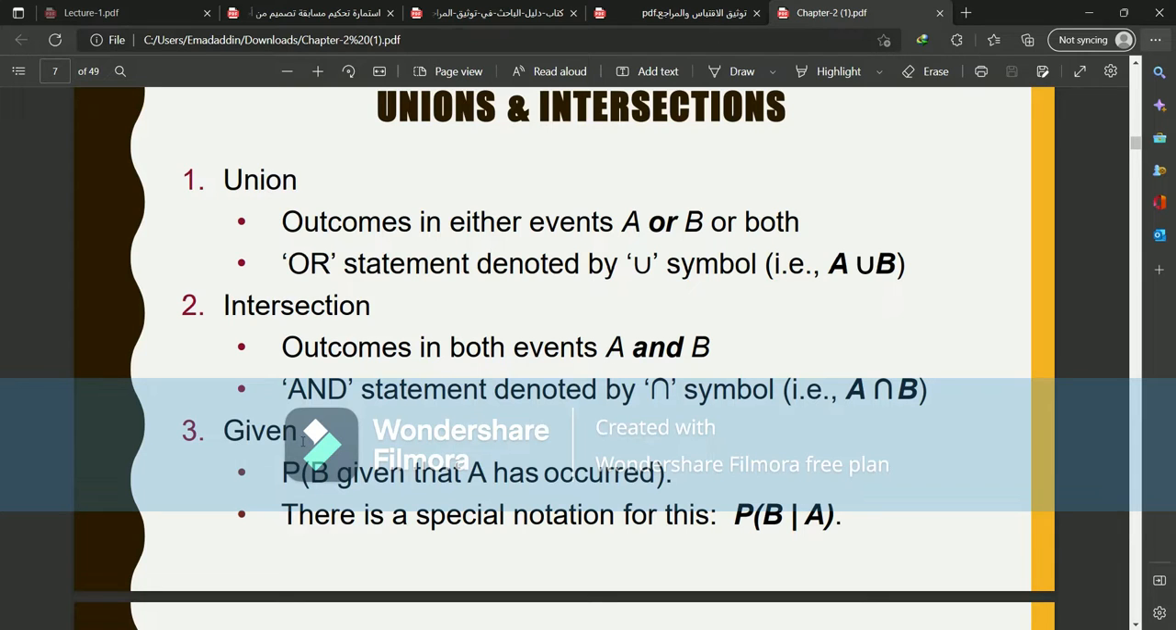Third, the conditional probability: the probability of B given that A has occurred, which means that A is the given. There is a special notation for this: P of B given A.